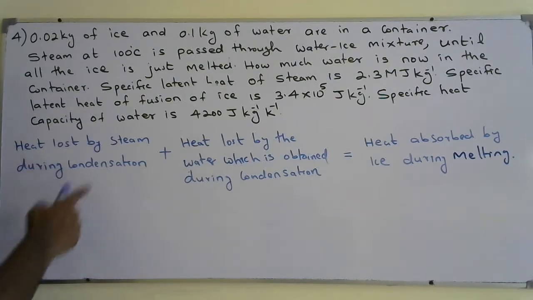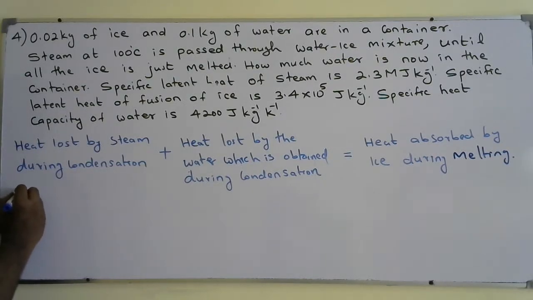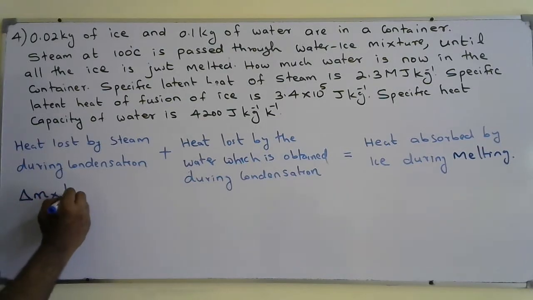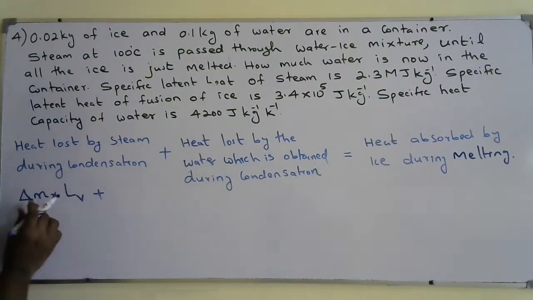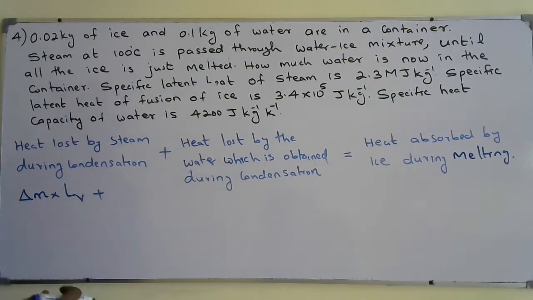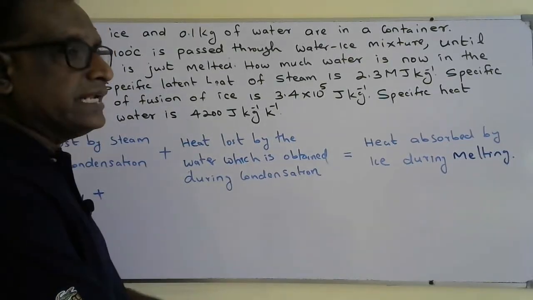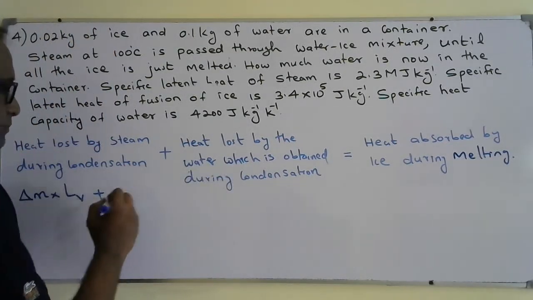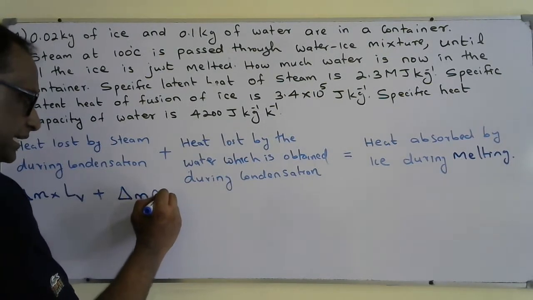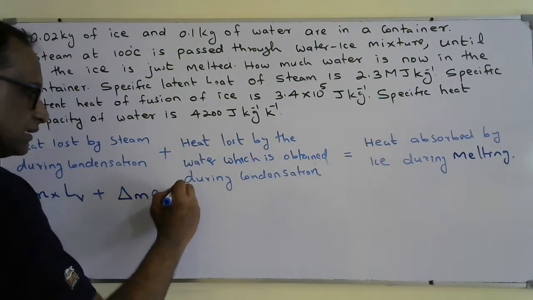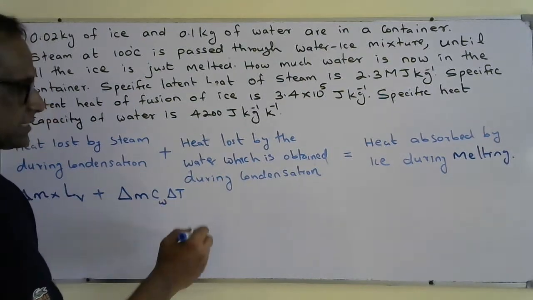Okay, so heat lost by steam means the mass of steam condensed, which we don't know. We'll put delta M times L_V. The condensation is the same as vaporization, so the same mass of steam has now become water at 100 degrees Celsius. Its temperature is going to decrease to 0 degrees Celsius, so I'm going to use M C delta theta. Instead of M, it will be delta M times C_W times delta T, where delta T is 100 minus 0.